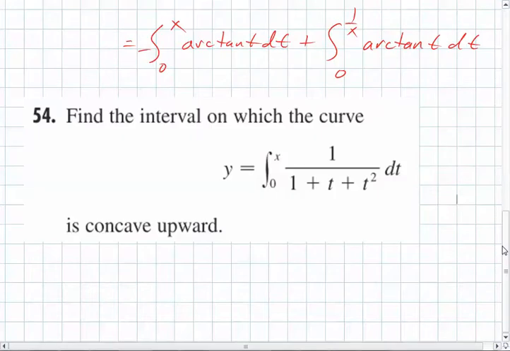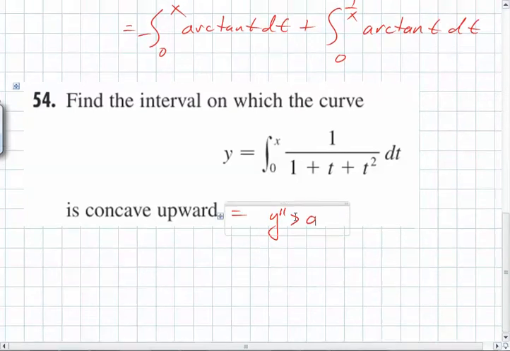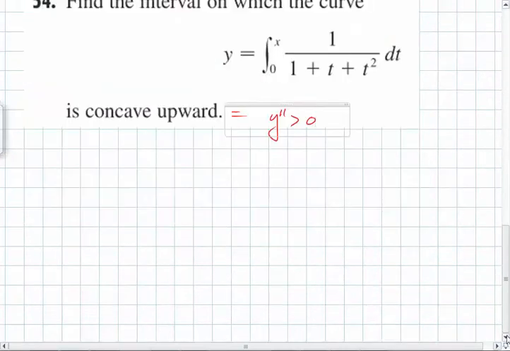When is a function concave up? Someone raised it. When is a function concave up? Yeah. When the second derivative is positive. Bingo. So this question is asking, when is y double prime greater than 0? That's what it's asking. Now, to find the second derivative, what are we going to need to find first? The first derivative. Can you apply the fundamental theorem of calculus part 1 to this?